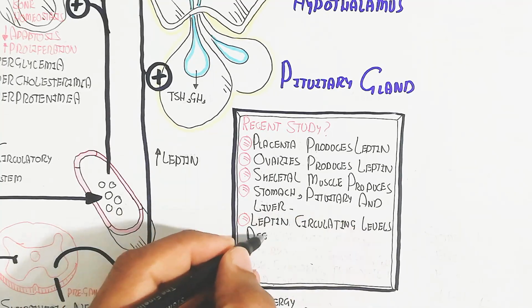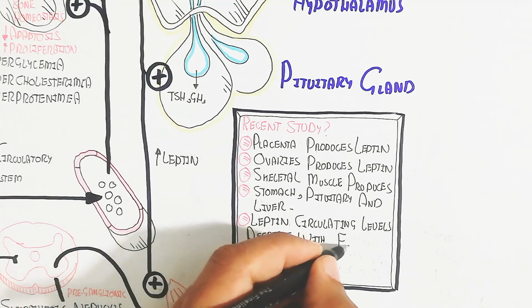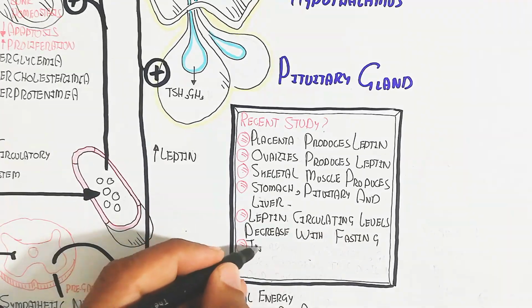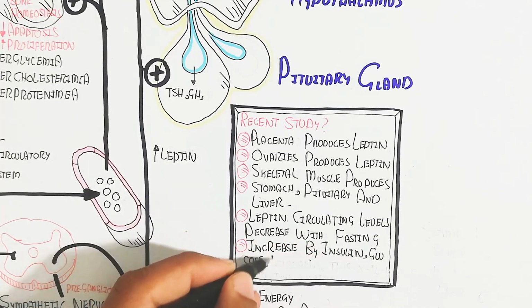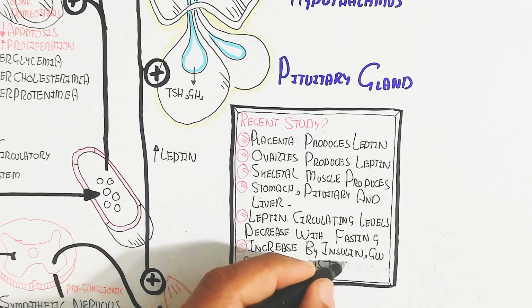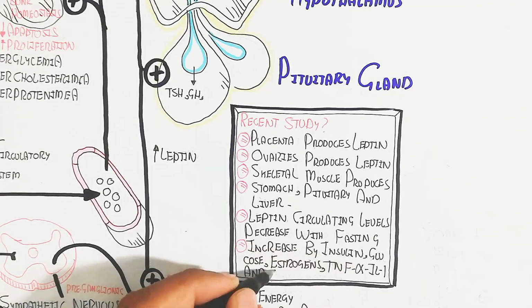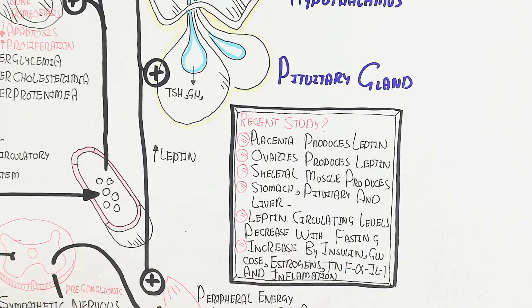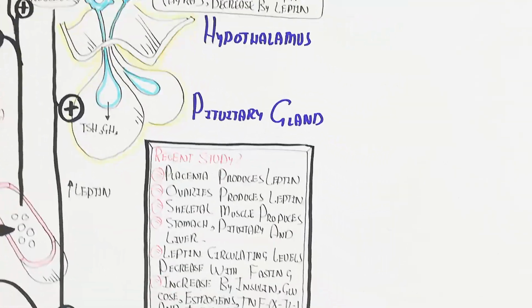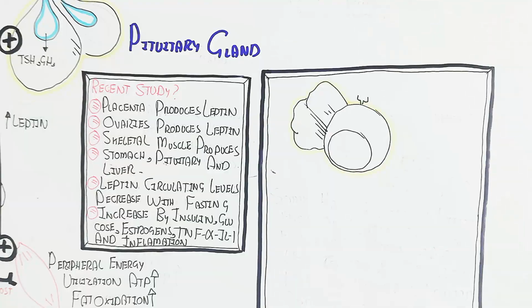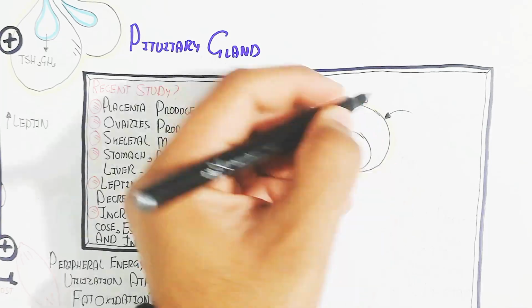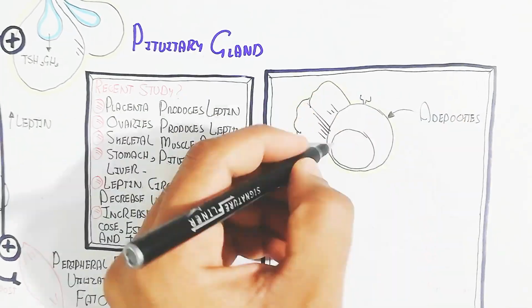On the other hand, circulating leptin levels decrease with fasting and increase by insulin during the fed state, and by glucose, estrogen, TNF alpha, interleukin 1, and inflammation, which will basically increase this leptin. So inflammation, the anti-inflammatory hormone.